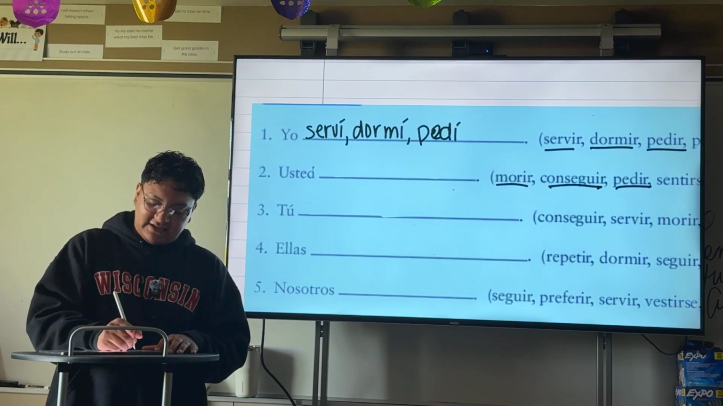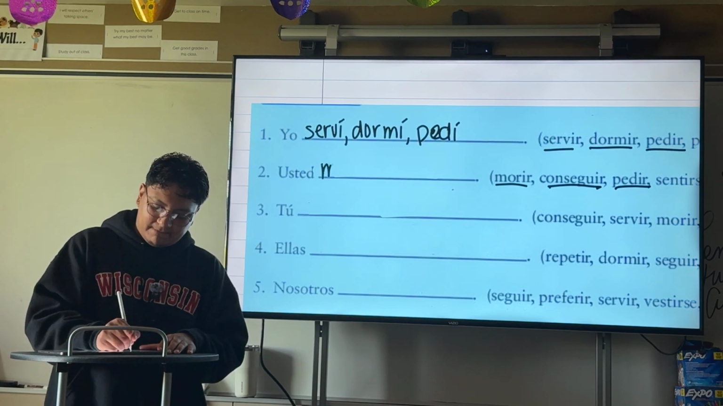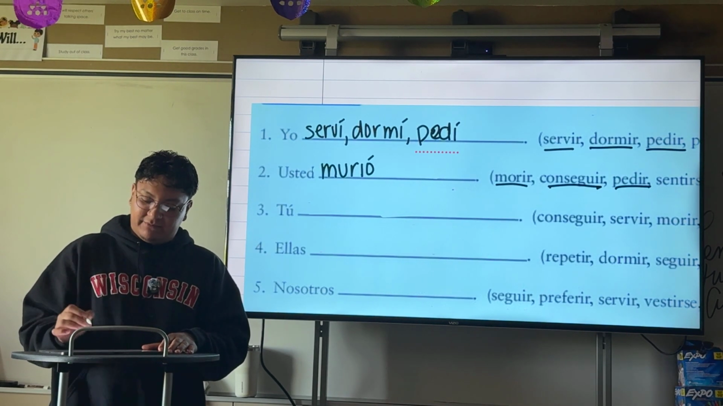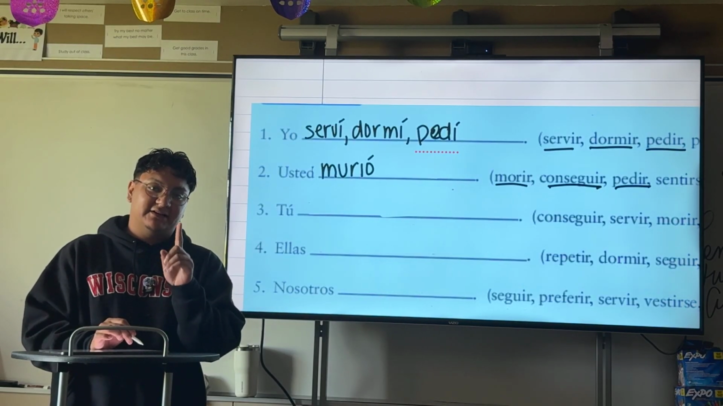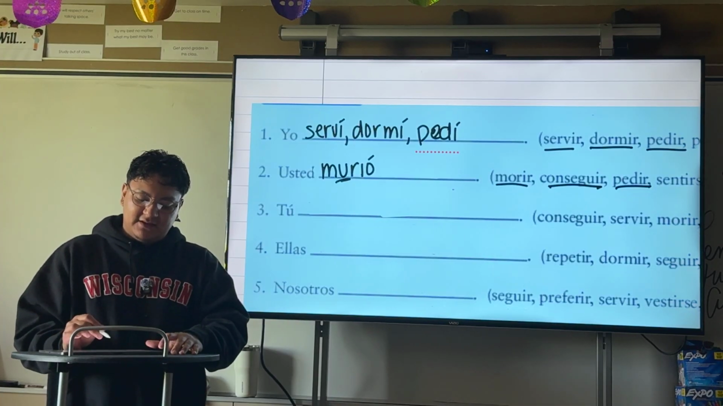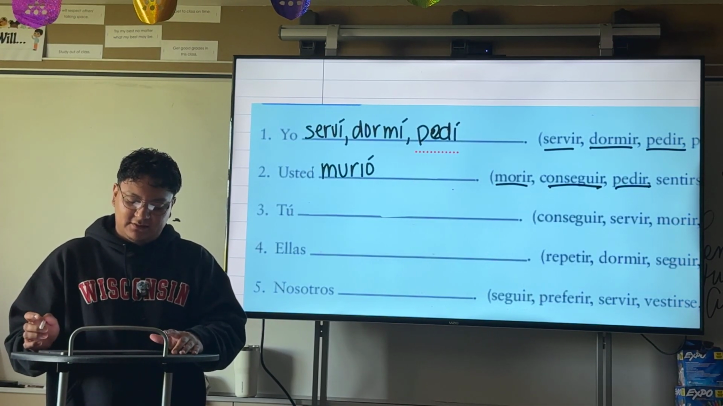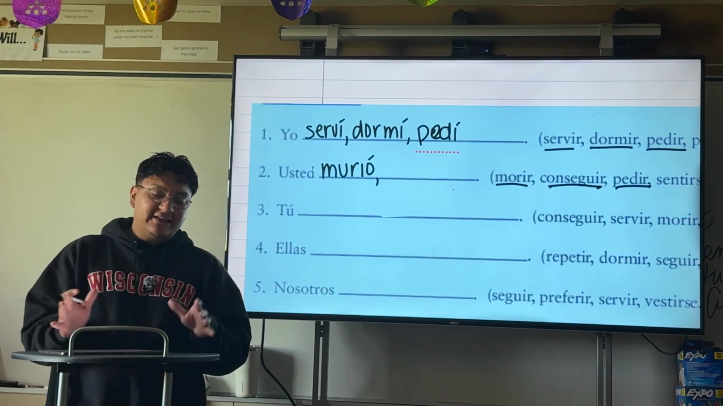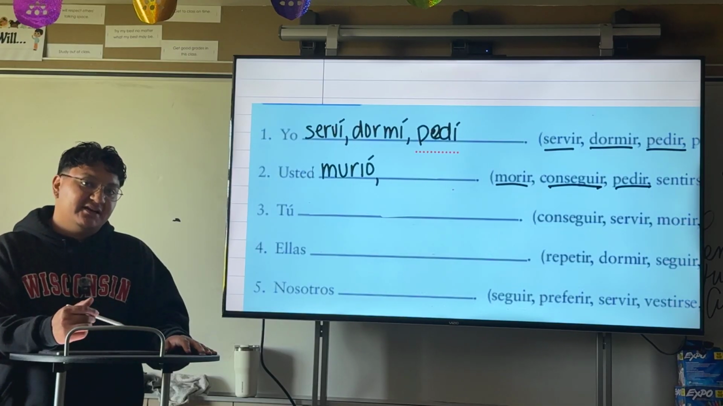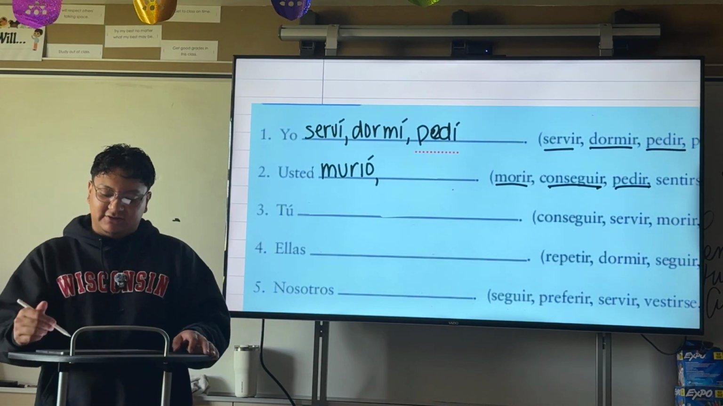If you said usted murió with a U, remember, because it's usted, it's one of our basement pronouns, meaning that the stem has to change. So, murió with an accent over the O, you're correct. So now that you've seen that this one has a stem change, that means your other two answers should also have a stem change. So let's do conseguir.